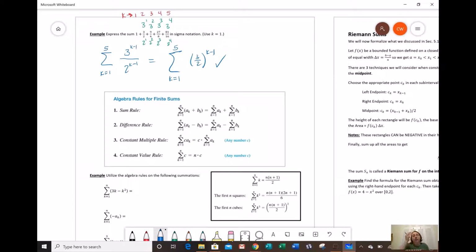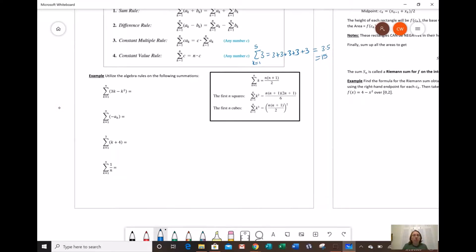Because for example, if I had the sum of 3, this just means 3 plus 3 plus 3 plus 3 from maybe k equals 1 to 5. So 3 plus 3 plus 3 plus 3 plus 3, that's just the same as doing 3 times the 5. Or 15. Okay, so those rules are really useful, and I want to show you how to use them down here.